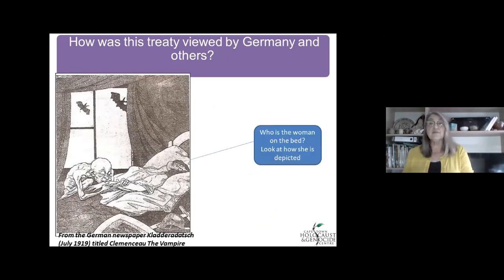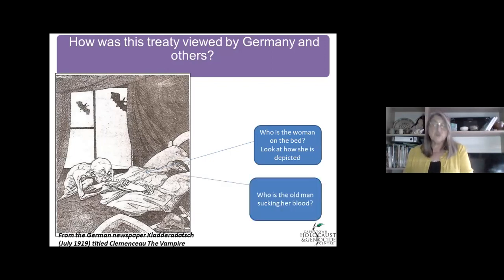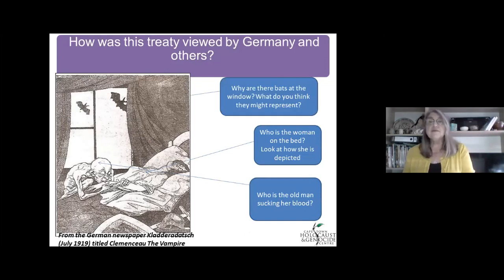I want you to think about who the woman on the bed might be. I want you to look at how she is depicted, as opposed to how Clemenceau is depicted. So you might say that she looks young. She looks like she's not in control of herself, but she's young and she's sort of fairly fresh. And then I want you to think about, well, I think I've already given you a clue, about the old man who's sucking her blood. I want you to think about who the bats at the window might be. What do you think they represent? And what do you think they are waiting for?